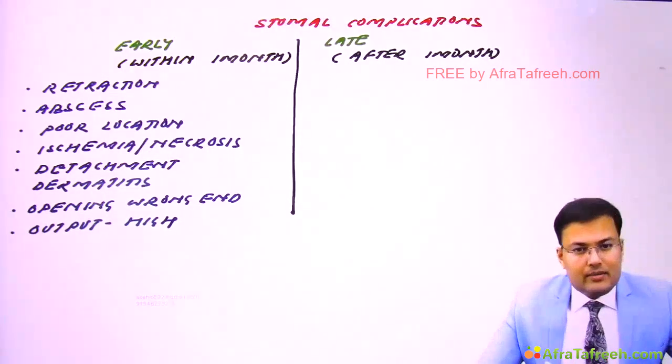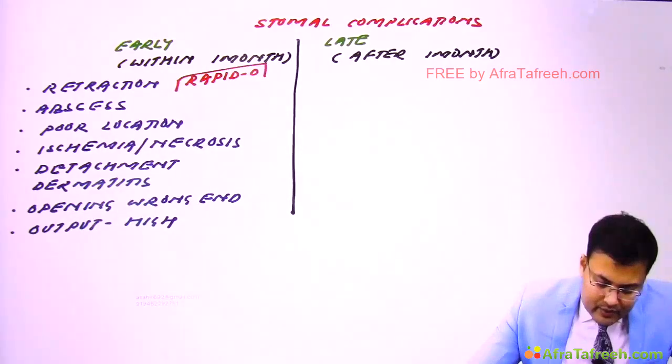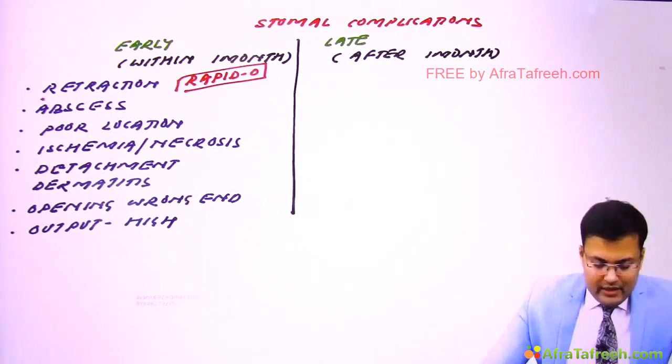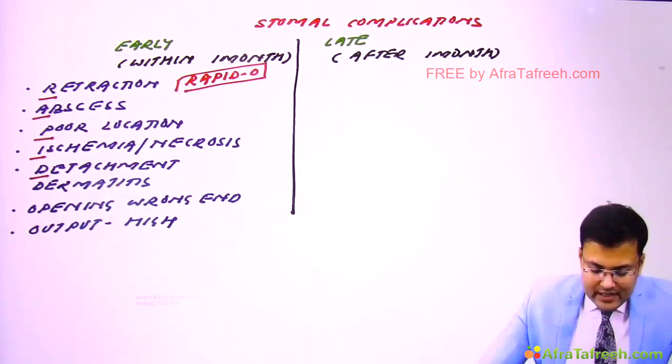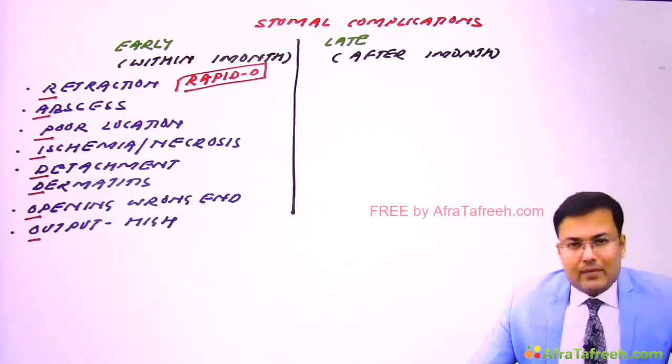And how to remember? There is a mnemonic, and the mnemonic is RAPID O. Retraction, abscess, poor location, ischemia or necrosis, detachment, dermatitis, opening wrong end, output high. So this is RAPID O.